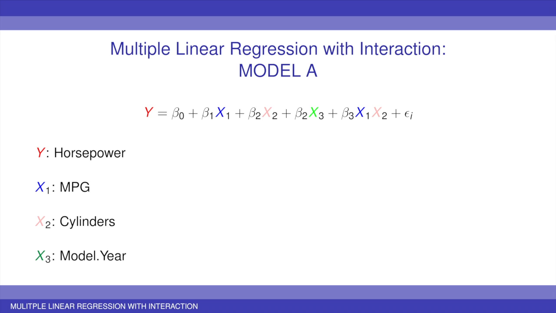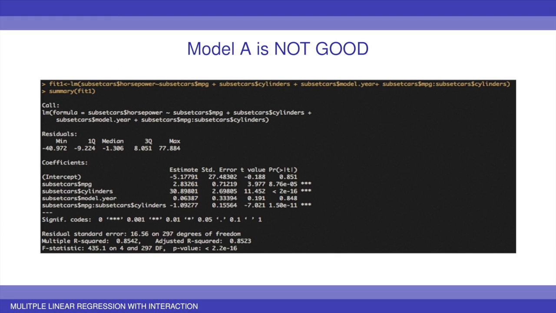Interaction terms are used when you suspect that a variable has a completely different slope for different subgroups in the data. In our case, we suspect that the slope of mpg differs depending on whether a vehicle has 4 or 8 cylinders. Now it's time to check whether Model A is appropriate or needs improvement. By running the following R code, we get the following summary table.